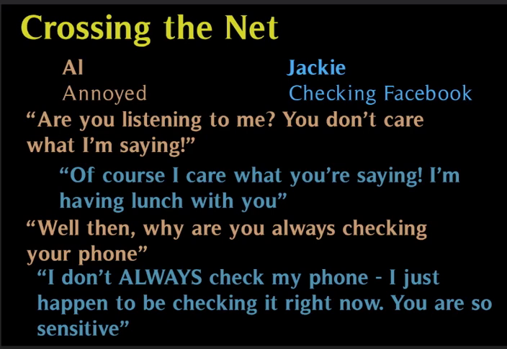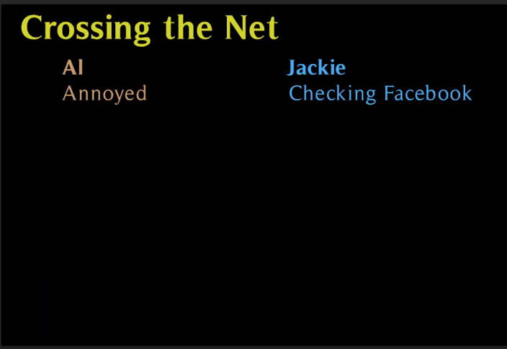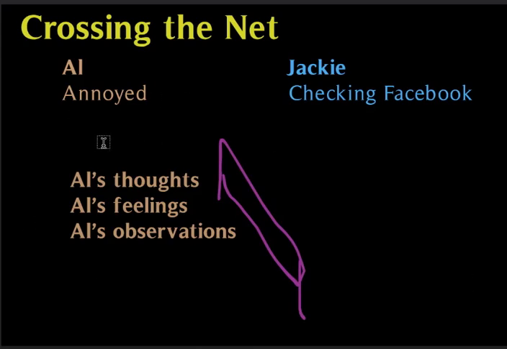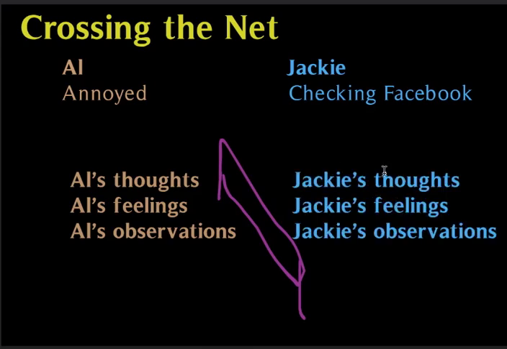Well, one way to think about this is to think about it as a situation where both people have crossed the net. What is the net? Well, you can imagine a net between Al and Jackie, kind of like a tennis net, and Al's over here on this side and Jackie's over here. What does Al know about? Well, on this side of the net, Al knows about Al's own thoughts, his own feelings, and his observations of what's going on. Similarly, Jackie is aware of her own thoughts, her feelings, and of course what she observes about the situation as well.